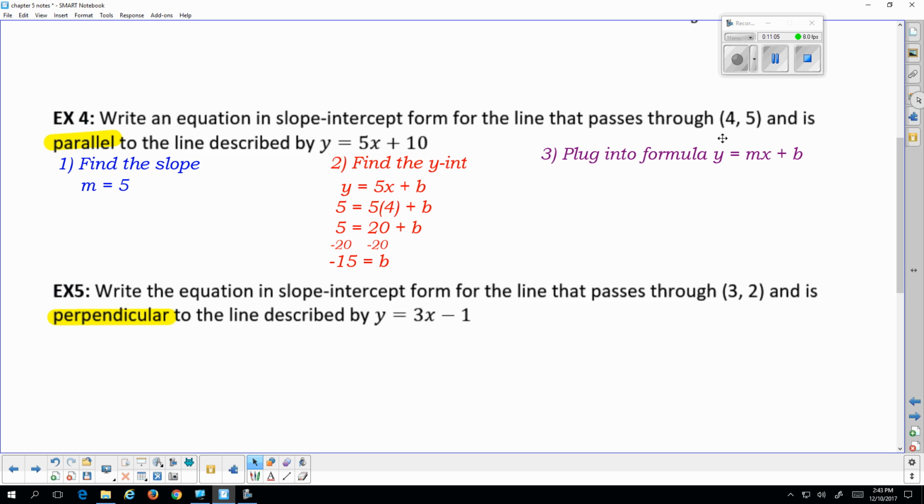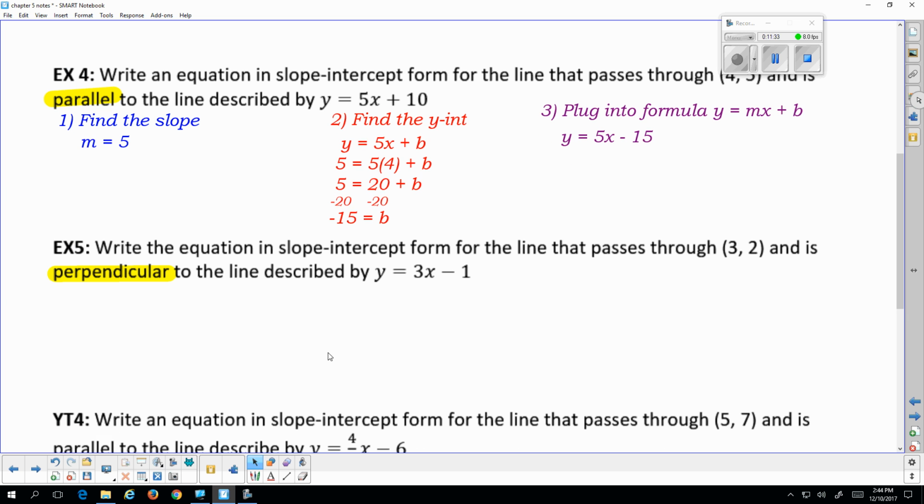And now the last part, plug it into the formula. So go ahead and plug it into the formula. Let me know what you get. Your equation should be y equals 5x minus 15. Please stop writing plus negative 15. If b is negative, it's minus. And just write it like that. I'm going to start taking points off if you're writing plus negative 15. Just write minus 15. And that was example 4.